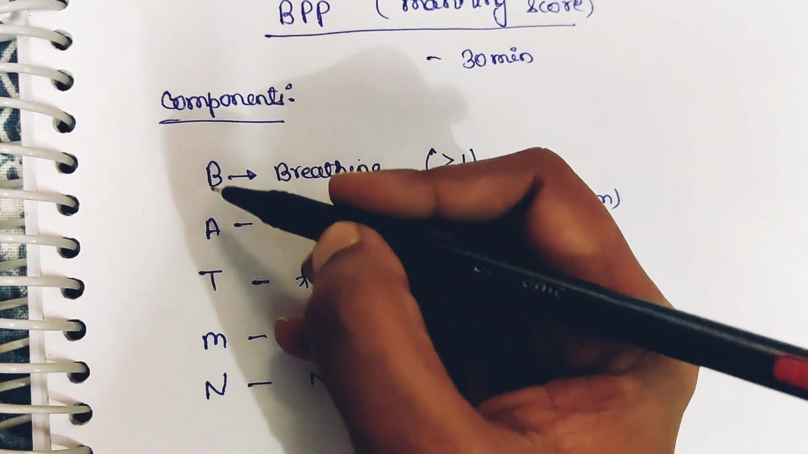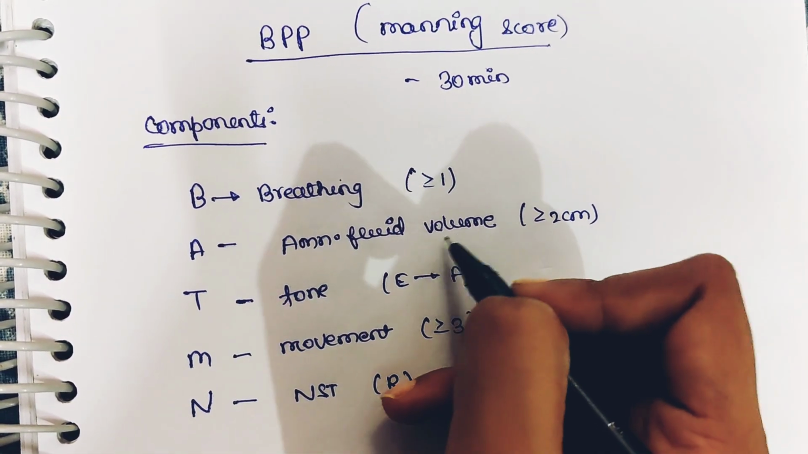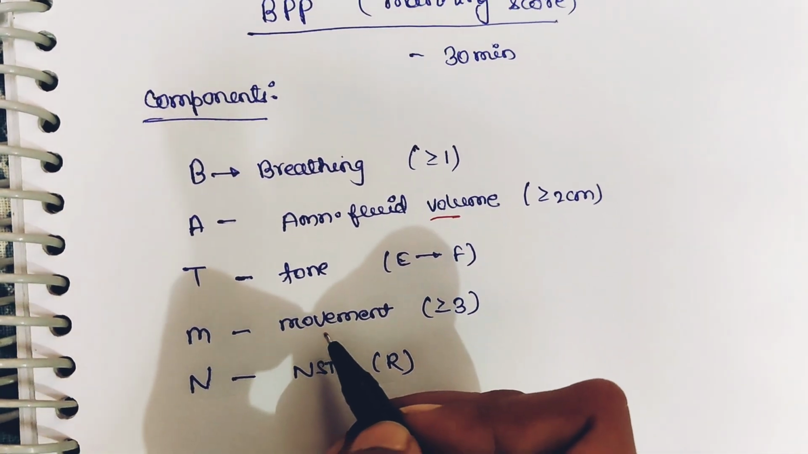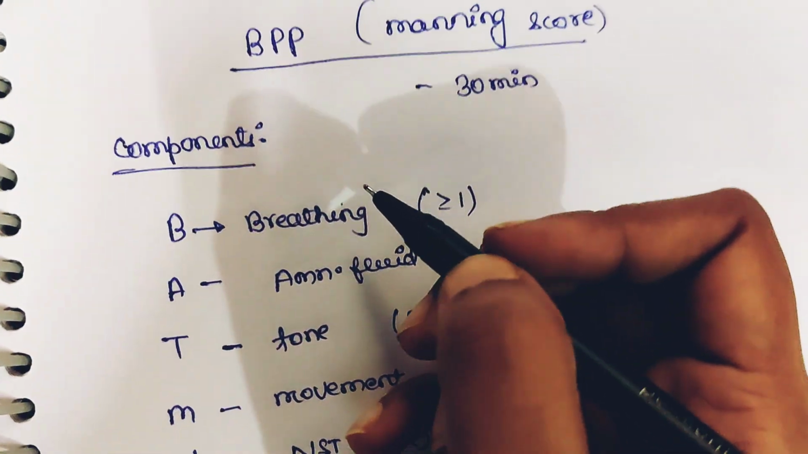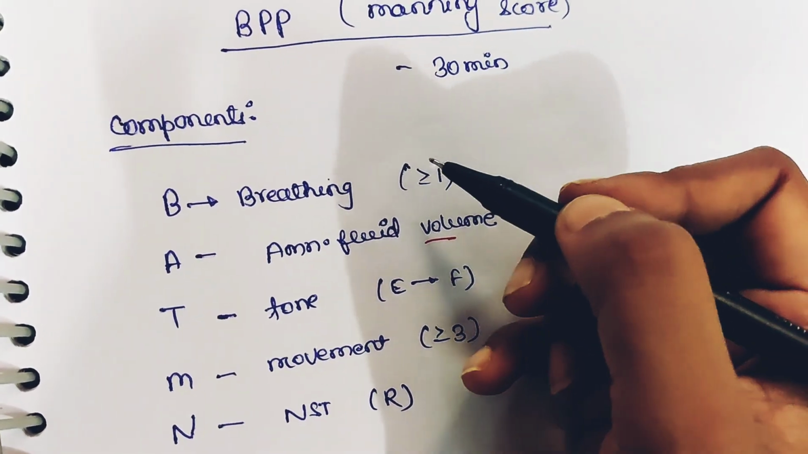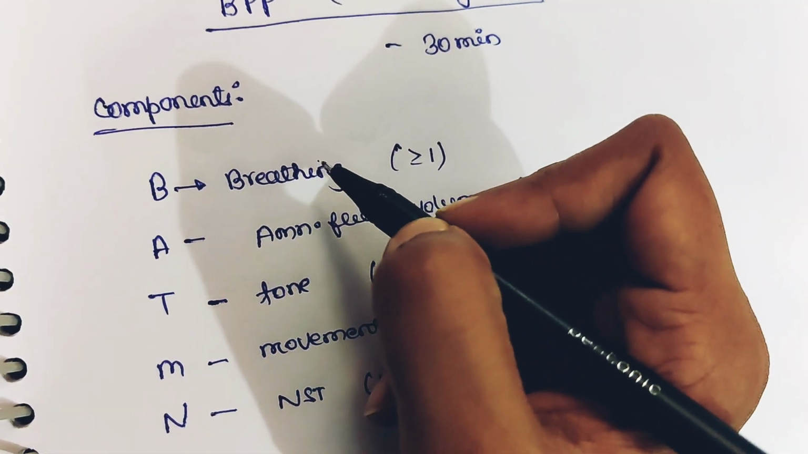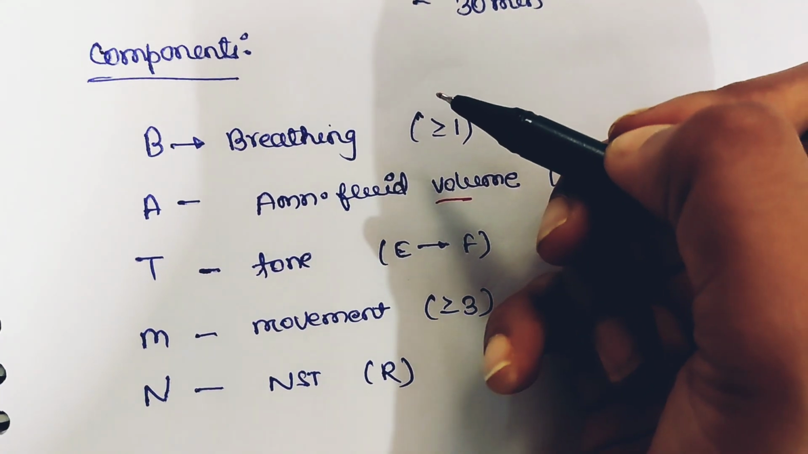So the components are BATMAN: B for breathing, A for amniotic fluid volume, T for tone, M for fetal gross body movement, and N for NST. We will also remember all these variables as 1, 2, 3. So there should be at least one breathing. The first component is breathing.